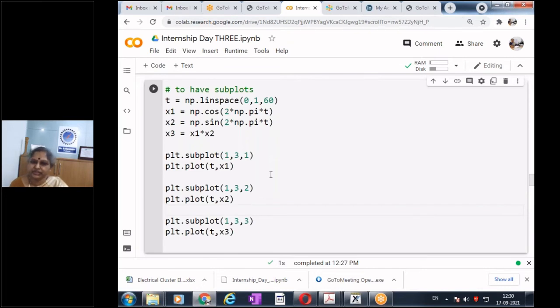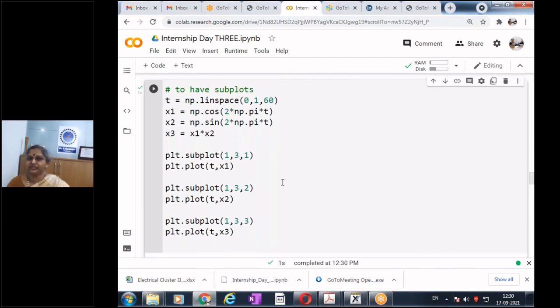Have you understood what a subplot is? Any doubt here? Yes, Shashank says he's getting it one beside the other. Anyone else tried? So let us run this and see what happens.